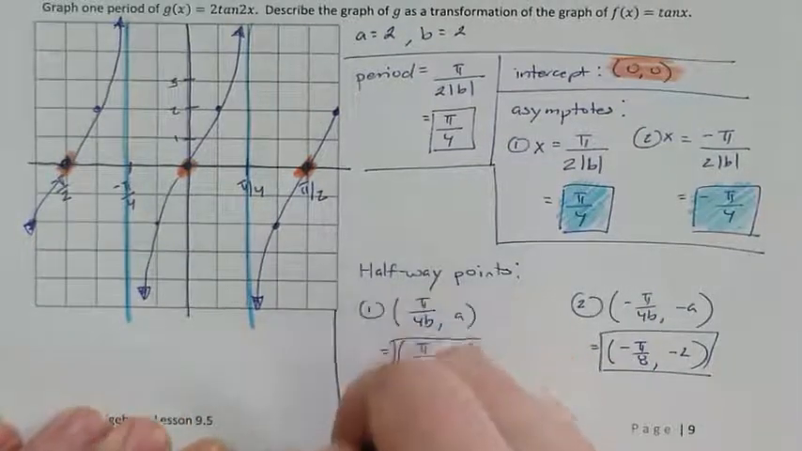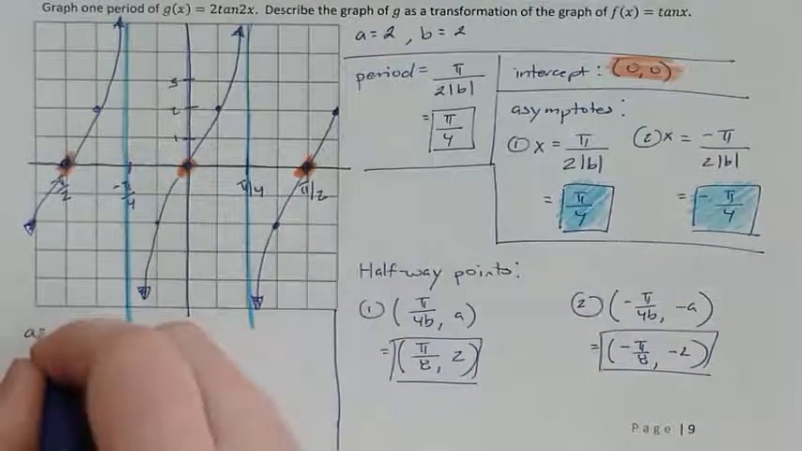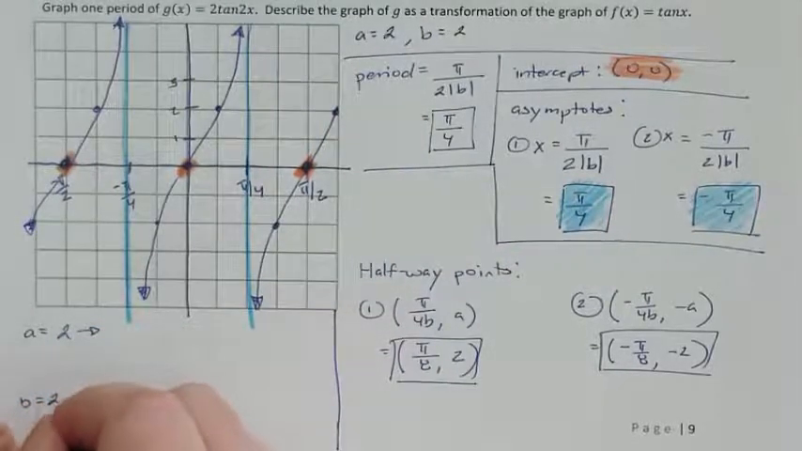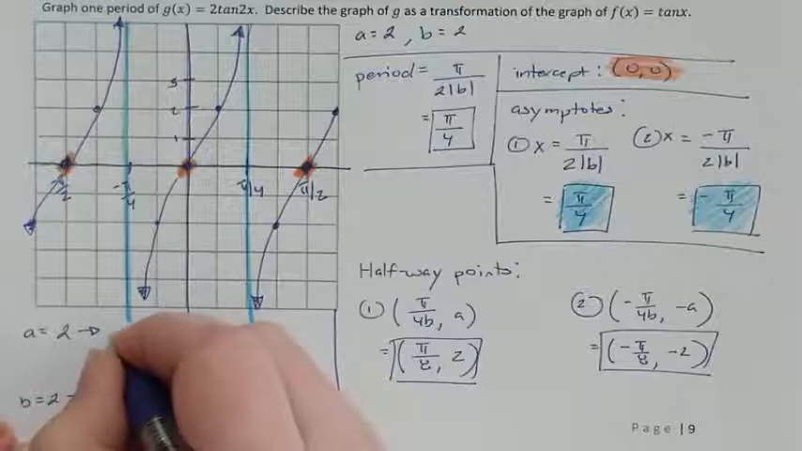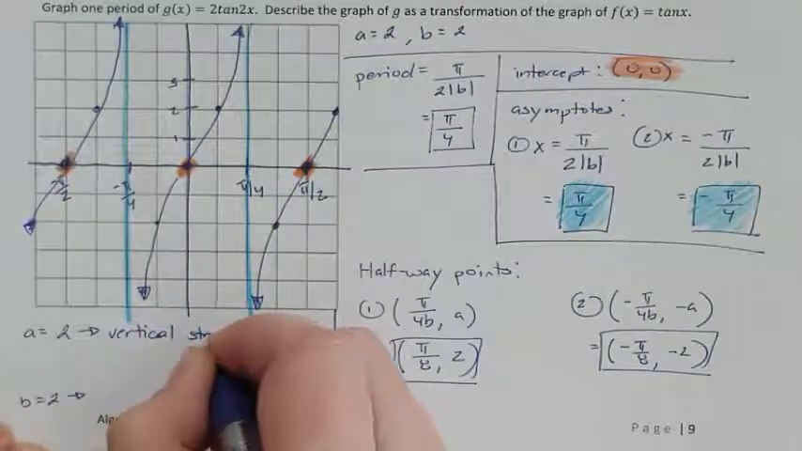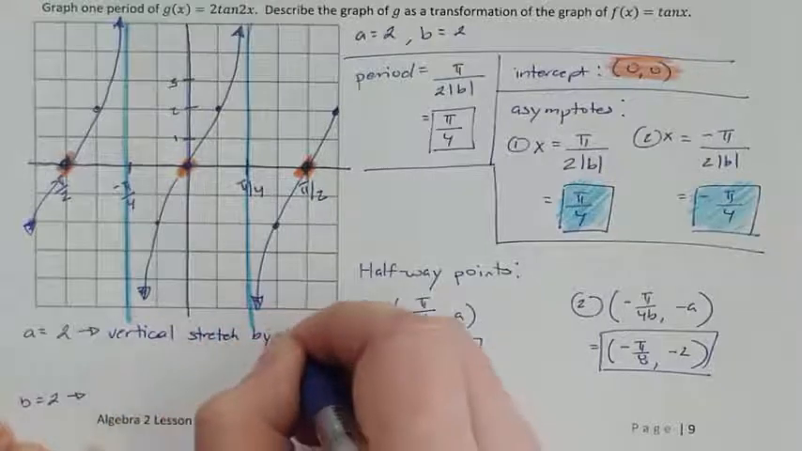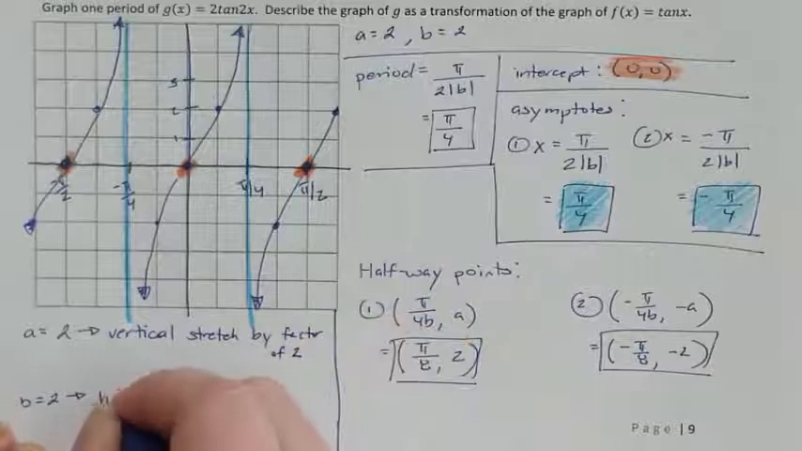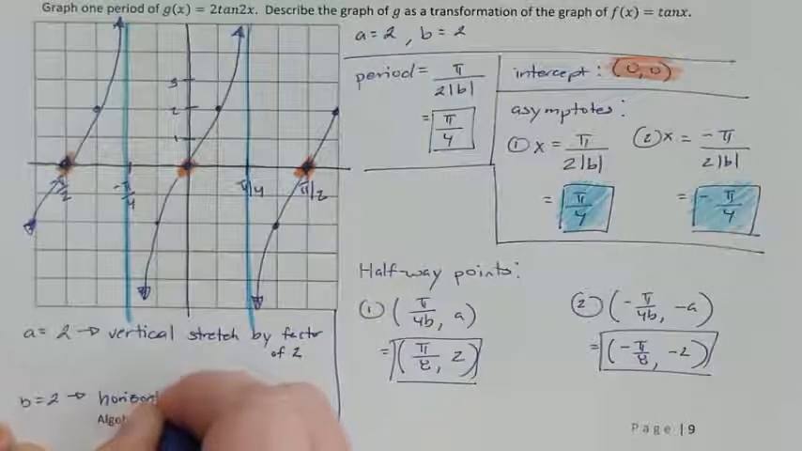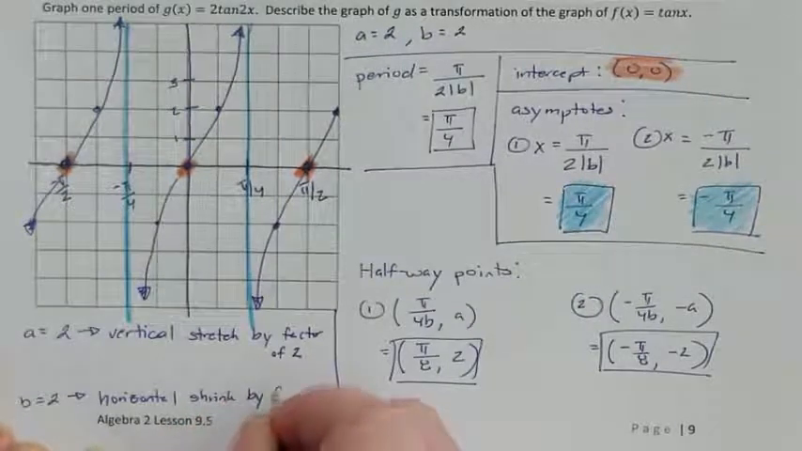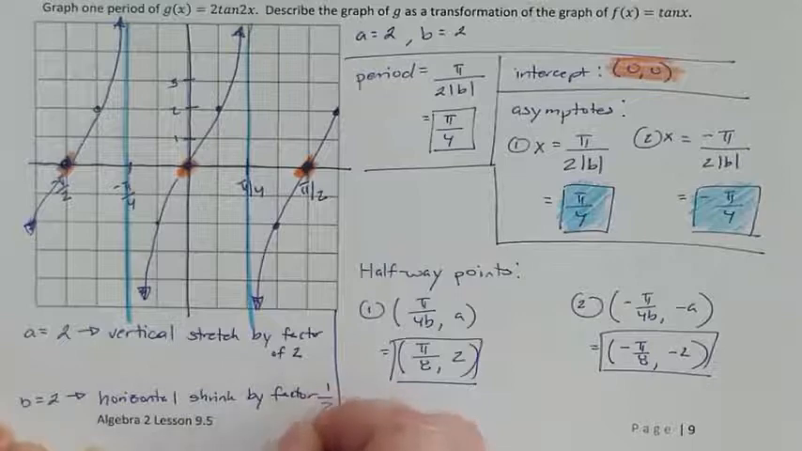Our last part is asking us about our transformations. A is 2, B is also 2. A tells us about our vertical, and since that is bigger than 1, this is going to be a vertical stretch, and it's a vertical stretch by a factor of 2. B is always our horizontal, and you're supposed to reciprocal this. So it's not 2, it's 1/2, and that's smaller than 1, so we are shrinking. So we're shrinking by a factor of 1/2.